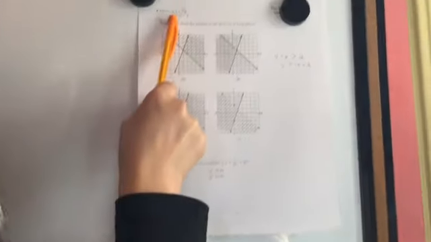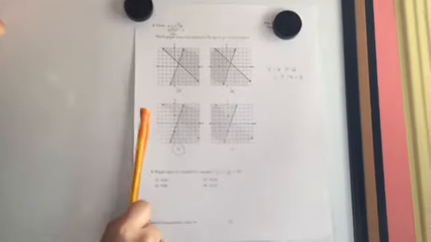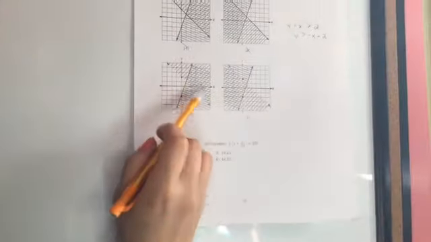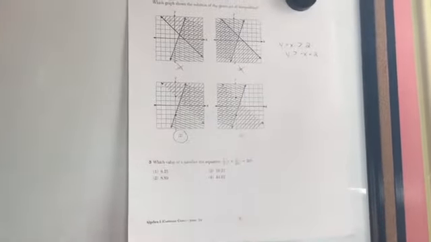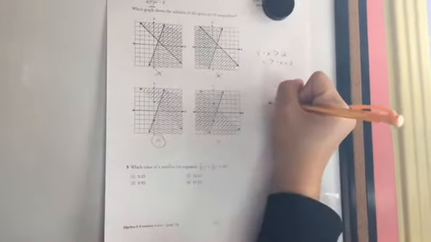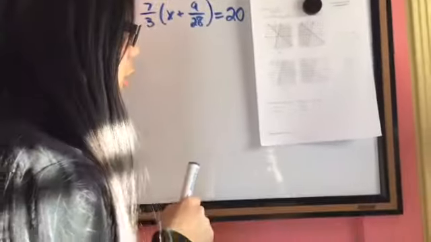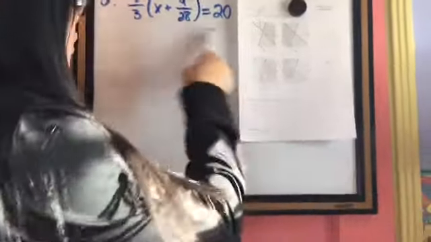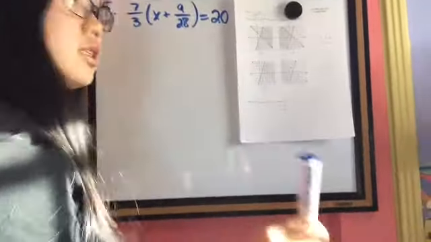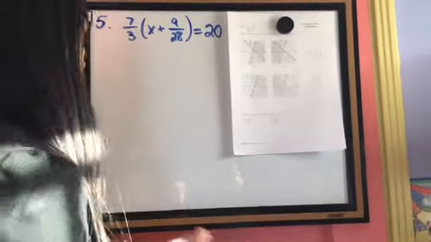And we can check by saying y is less than 3x minus 2. And it's saying y is less than. So less than for y would be going this way, which is number 2. So the answer is number 2. So number 5 is saying which value of x satisfies this equation. So it's really asking what x is equal to.